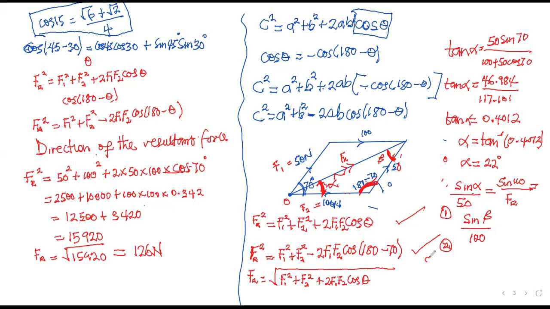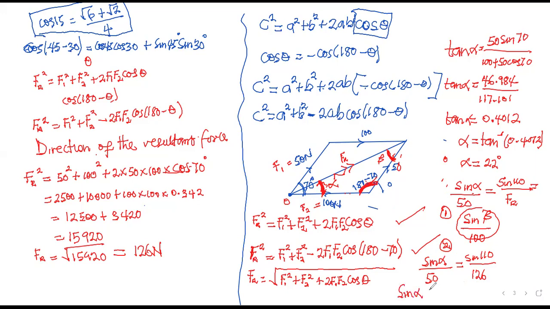So sine of alpha, which we are looking for, divided by its opposite vector, which is 50, is equal to sine of 110 divided by, we found the resultant, 126. We can't equate it to this other one because when we do so, we don't know the angle yet. If we know beta, we can equally do so.